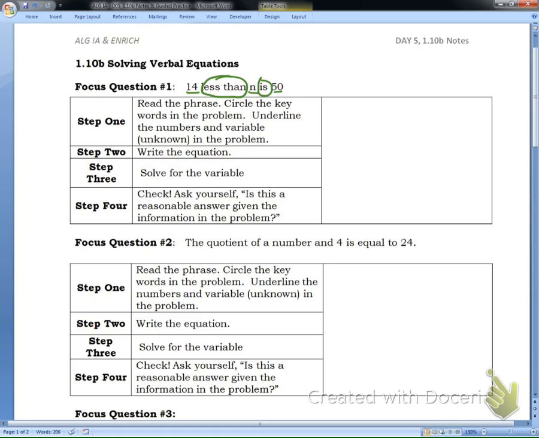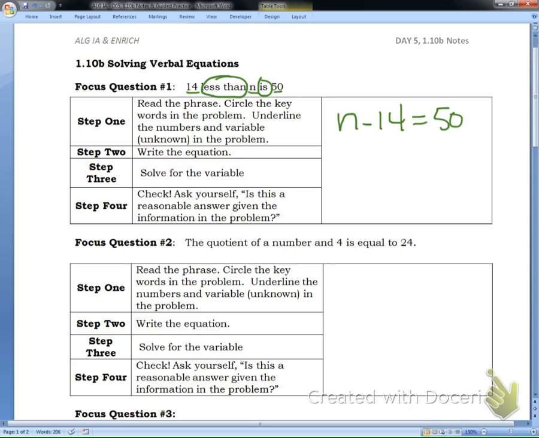So now we need to write our equation. n minus 14. Remember why we're doing that? Because it has the word "than." You need to hold that thought and stick it after your variable. Is 50, so is equal to 50. So there's our equation. Step 2, we just wrote step 2.